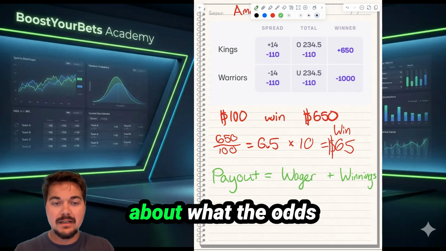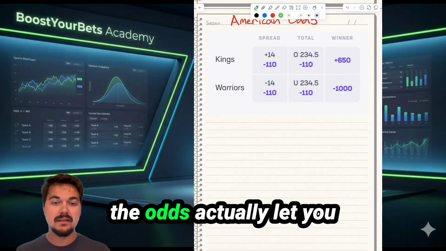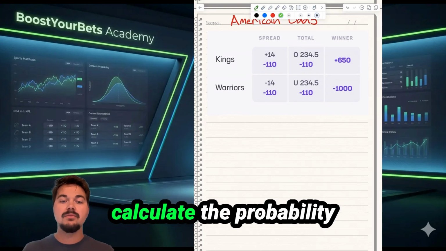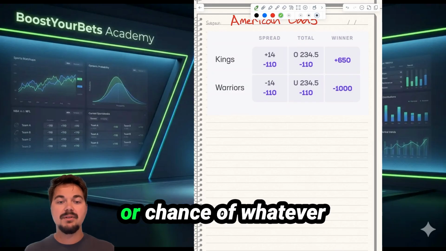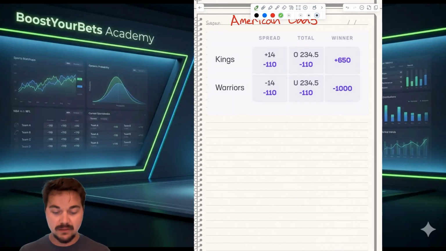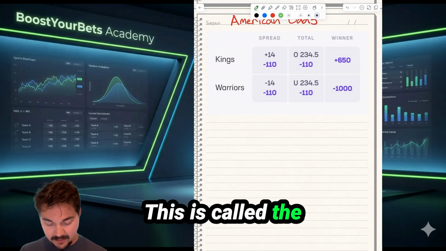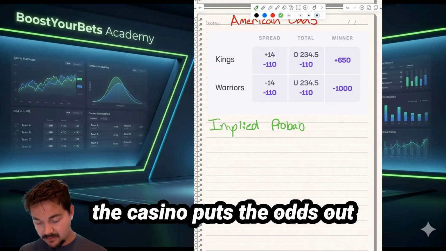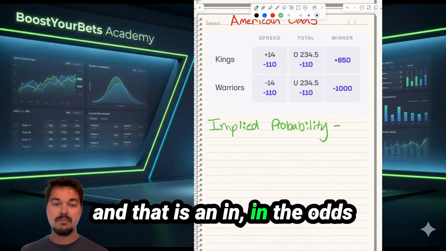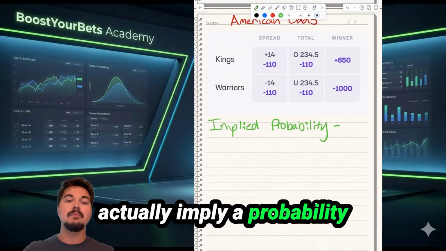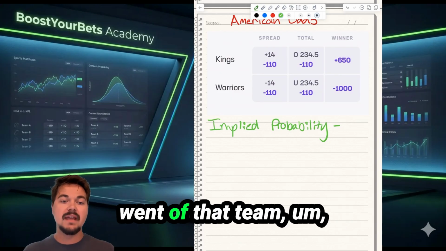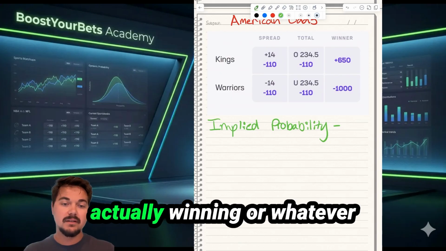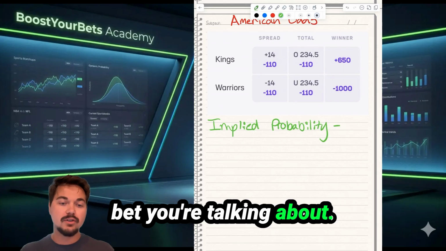All right, now let's talk about what the odds are really saying. The odds actually let you calculate the probability or chance of whatever you're betting actually winning. This is called the implied probability. The casino puts the odds out, and the odds imply a probability or a chance of that team actually winning, or whatever bet you're talking about.